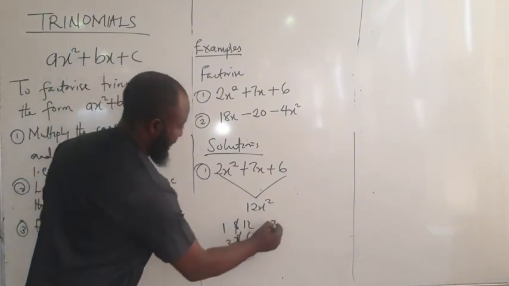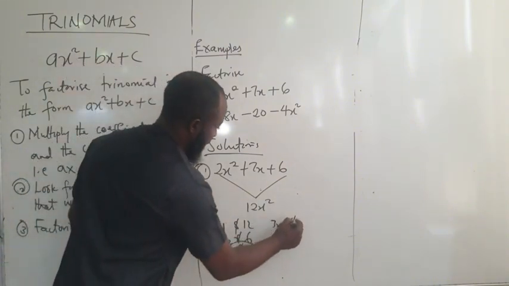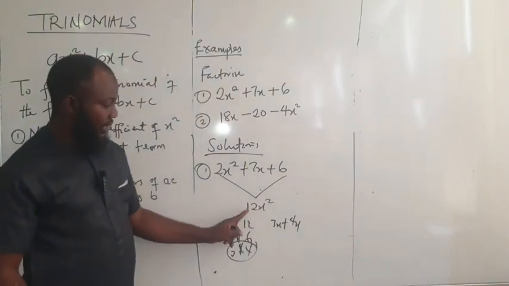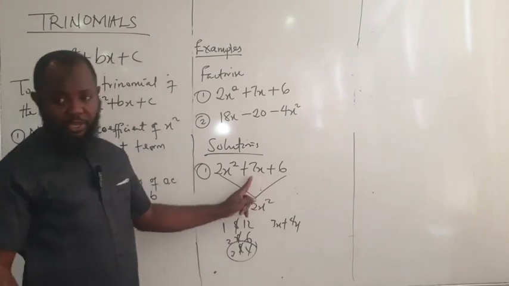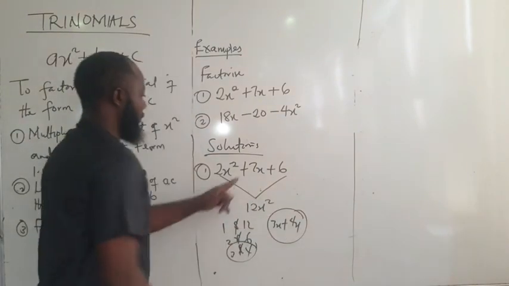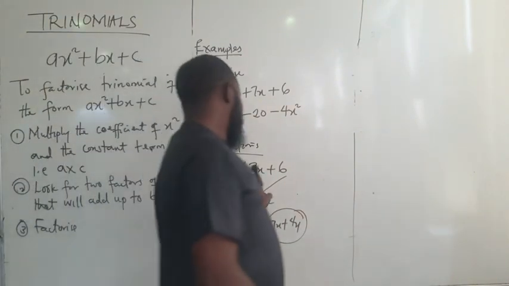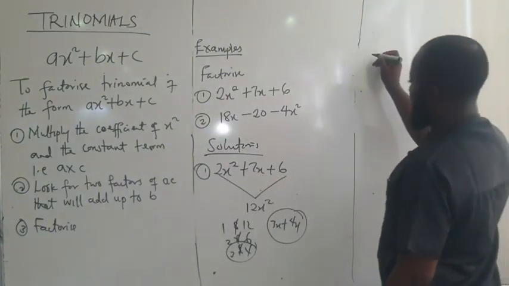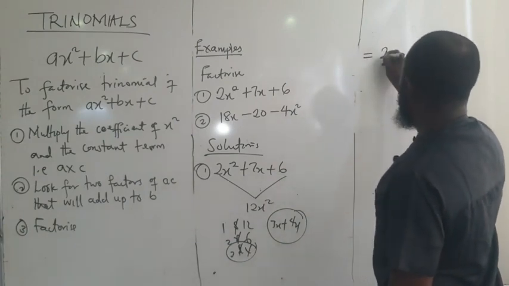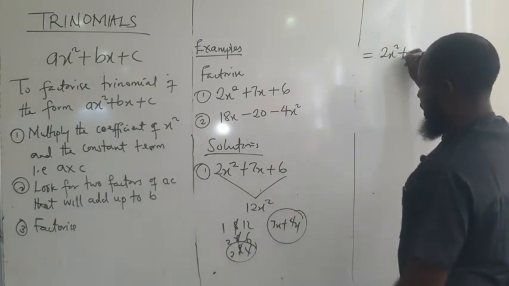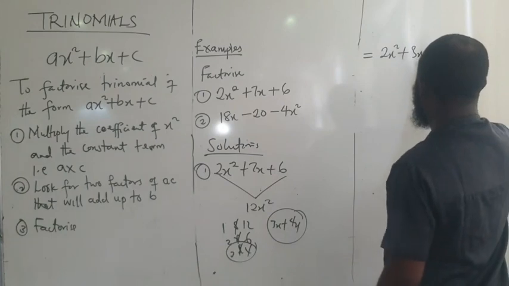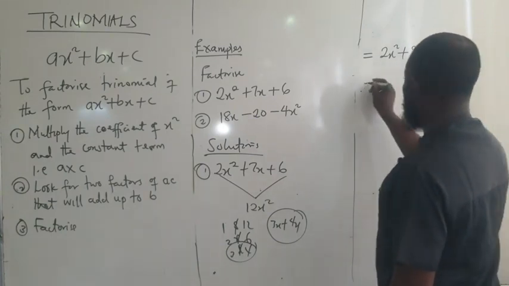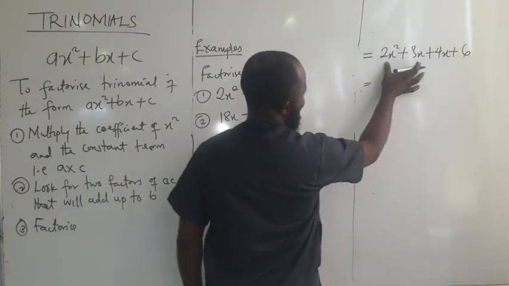So in that case we can have 3x plus what? 4x. 3x times 4x will give us 12x squared. And 3x plus 4x will give us 7x. So this will be used to replace the middle number, that is the coefficient of x. So in that case, we're going to have 2x squared plus 3x plus 4x plus what? Plus 6. From there, we have 4 terms now.